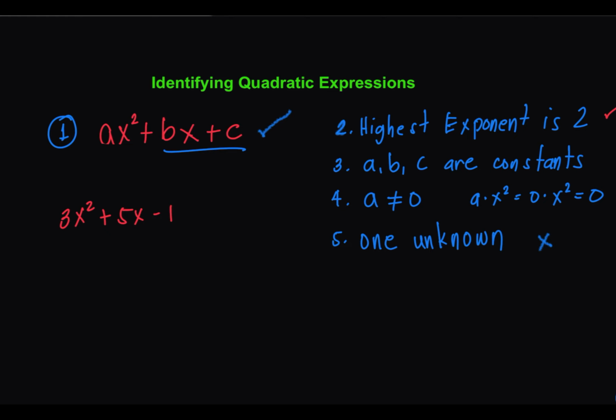Number 3, a, b plus c are constants. 3, 5, and negative 1. Correct din siya. And in number 4, a is not equal to 0. So, hindi siya 0 kasi meron siya dito 3. Hindi siya 0. And next, number 5, only one unknown. So, ang unknown lang dito is x. So, therefore, correct. So, therefore, ito ay isang quadratic expression. Okay? Let's have an example.